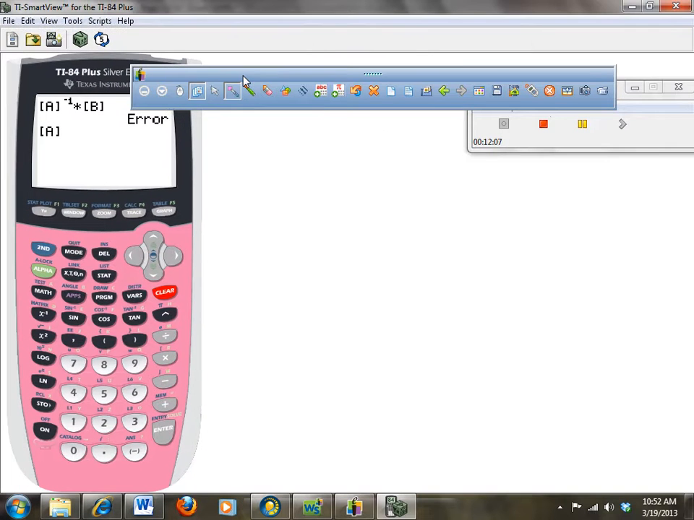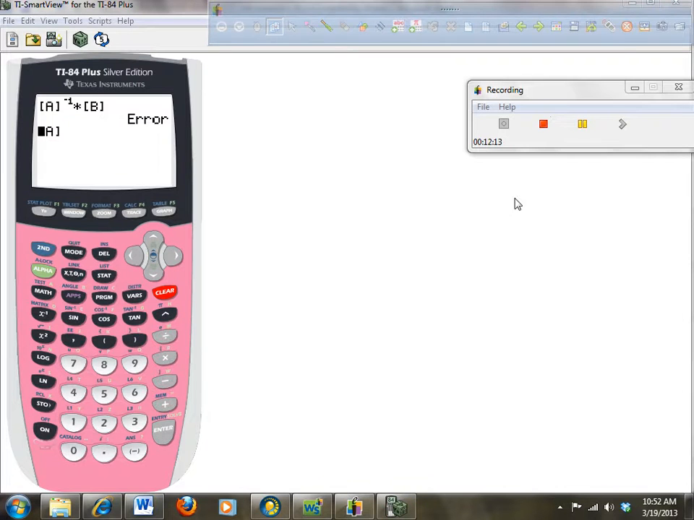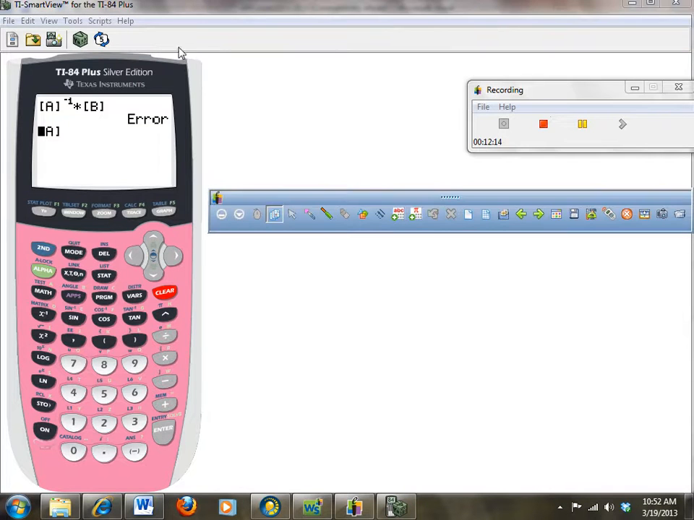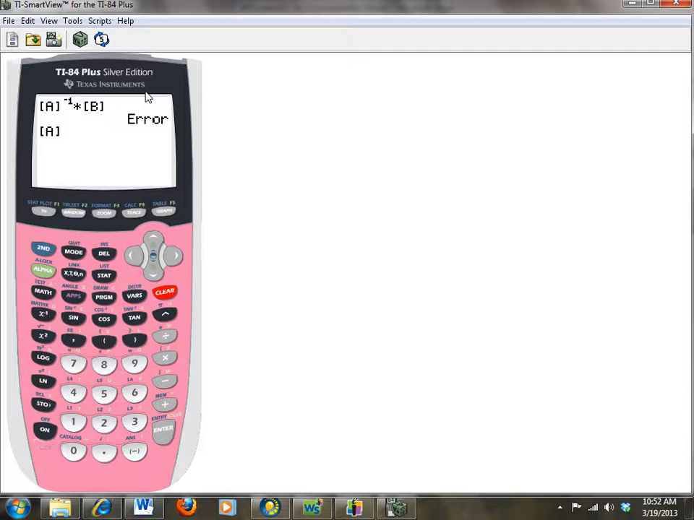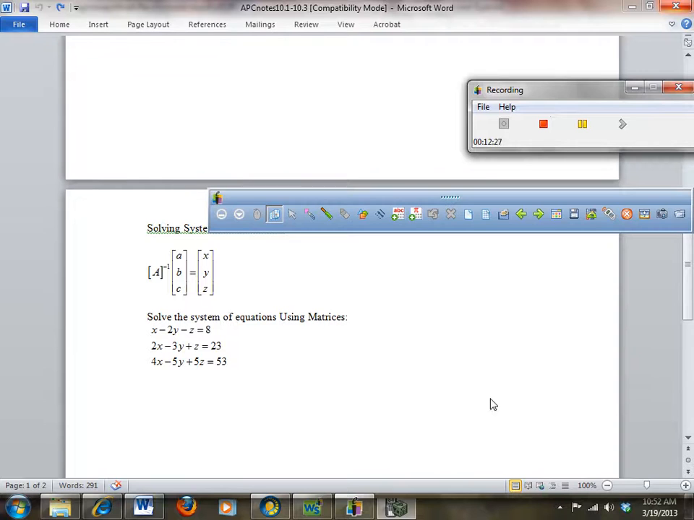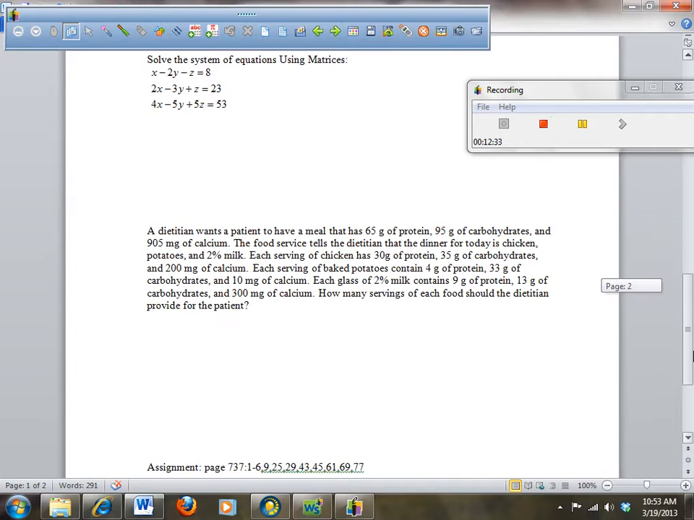Alright, but the next problem does have a solution, so we're going to go to that one now, if I can find it. Alright, so view in front, where'd my work go? Okie doke. Alright, so we're going to go to this next problem.